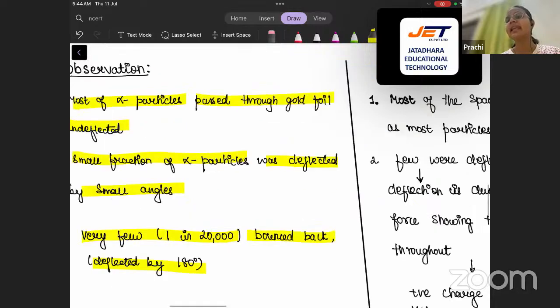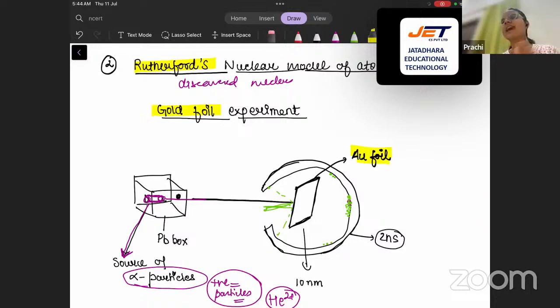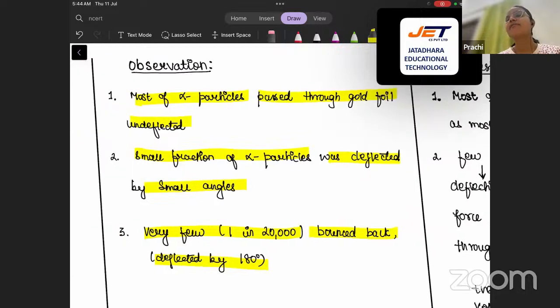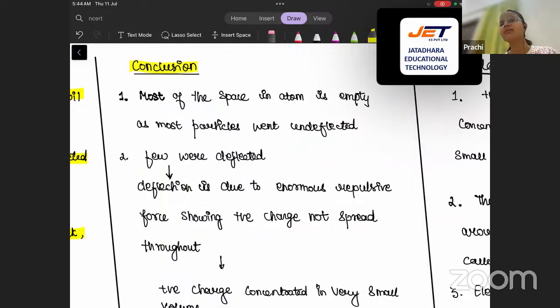So then they came to a conclusion. Once they observed all these things happening, it was required that they explain this, right? So let's see what conclusion they came up with after their observation. What was their observation? Most were undeflected, some were deflected by a small angle, and very few, 1 in 20,000 particles, were completely bounced back. So now let's look at the conclusion that they came up with.